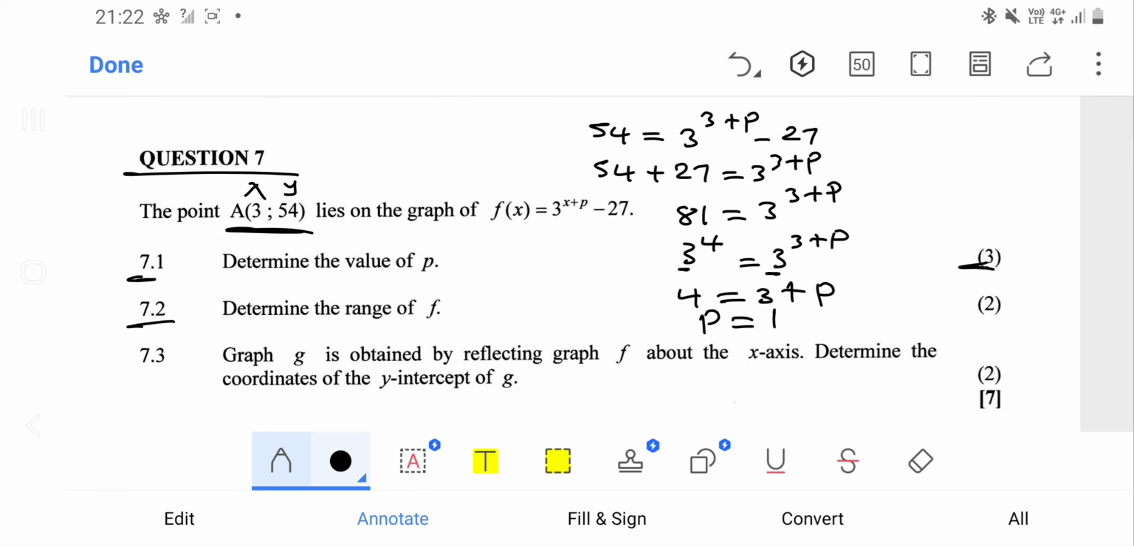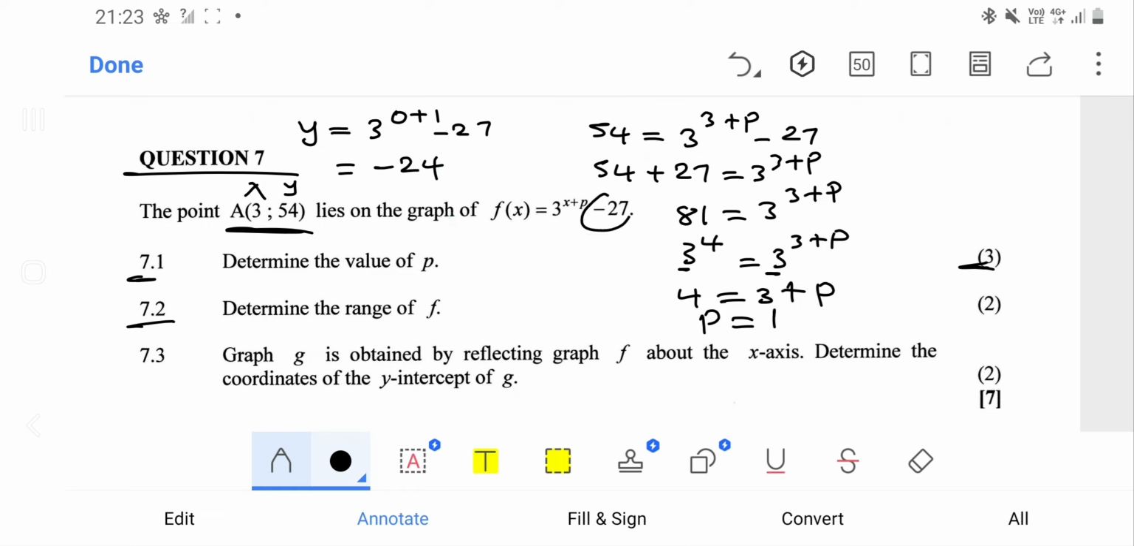7.2, determine the range of f. With the range, you don't have to draw the graph. You just have to work out the value of the y-intercept. If we are looking for the y-intercept, we put x equal to 0, so it's 3 to the power of 0 plus 1 minus 27. That is 3 to the power of 1, so 1 times 3 is 3, minus 27, we get minus 24.